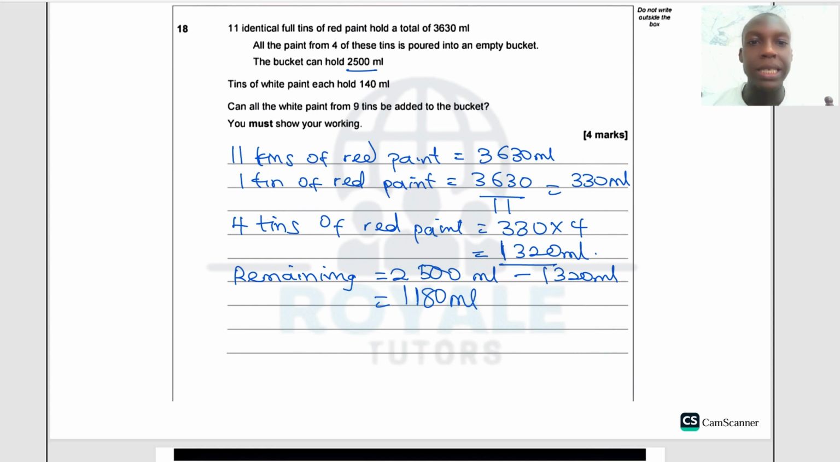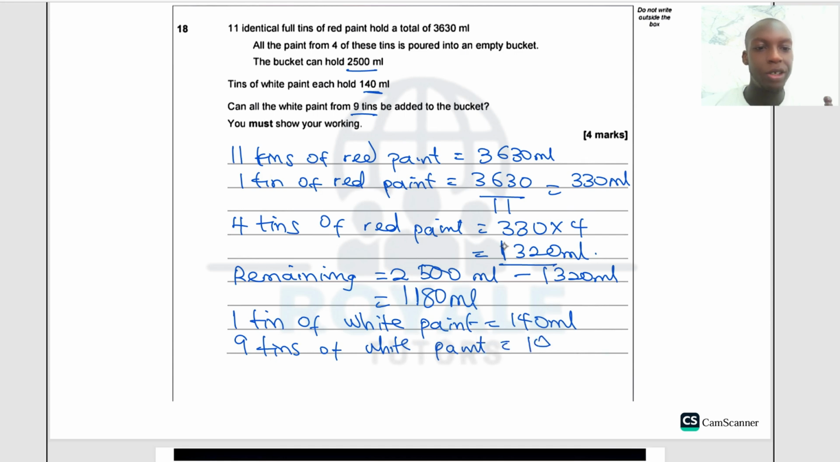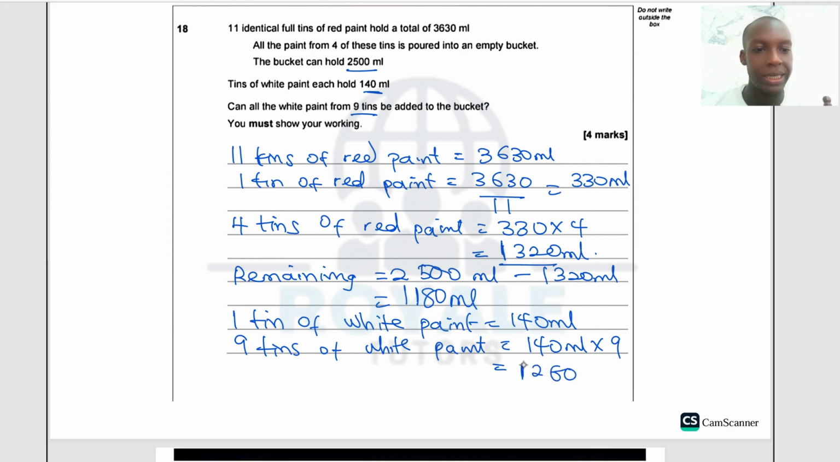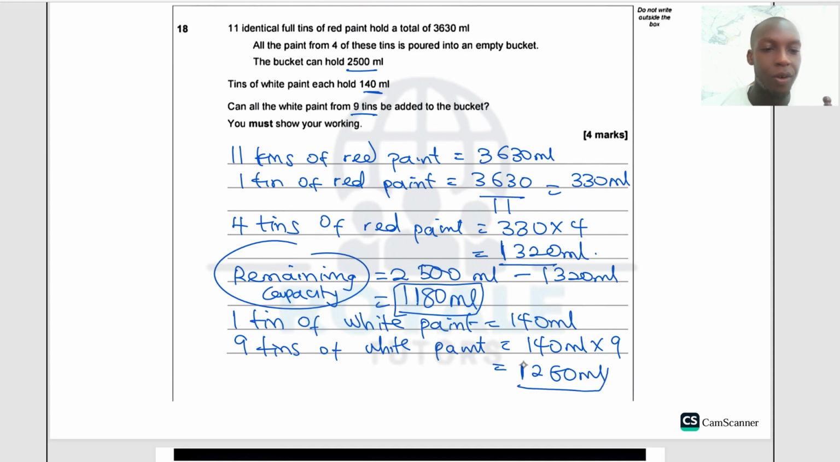The tins of white paint each hold 140 milliliters. So can all the white paint from 9 tins be added? One tin of white paint holds 140 milliliters, so 9 tins is going to be 140 multiplied by 9, which is 1,260 milliliters. Don't forget, the remaining capacity is 1,180, and 9 tins of white paint would take 1,260 milliliters. So can all the white paint from 9 tins be added to the bucket?